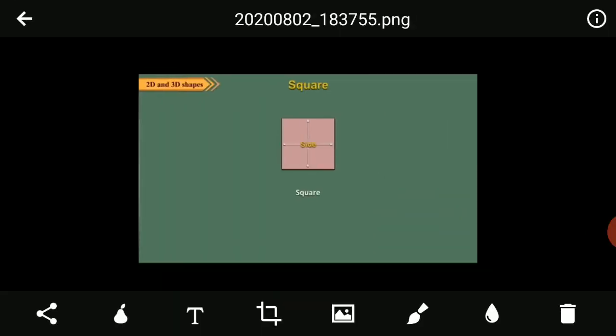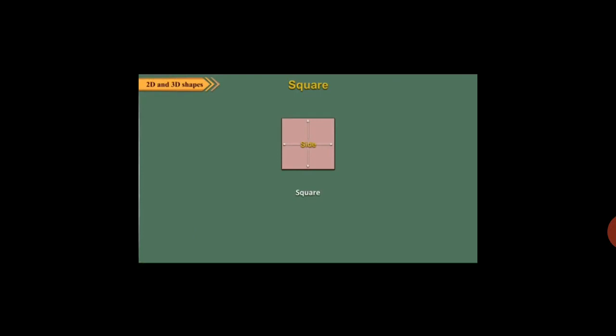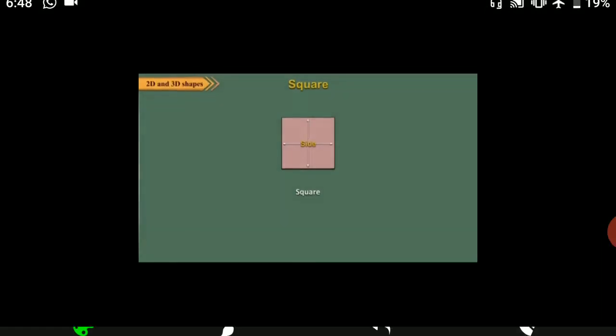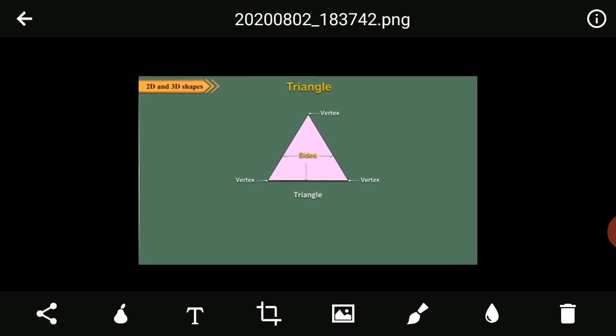Square is having how many vertices? It is having four vertices. Clear? 1, 2, 3, 4. How many sides? Four sides. Clear? 1, 2, 3, 4. Clear? Now students, we talk about triangle.